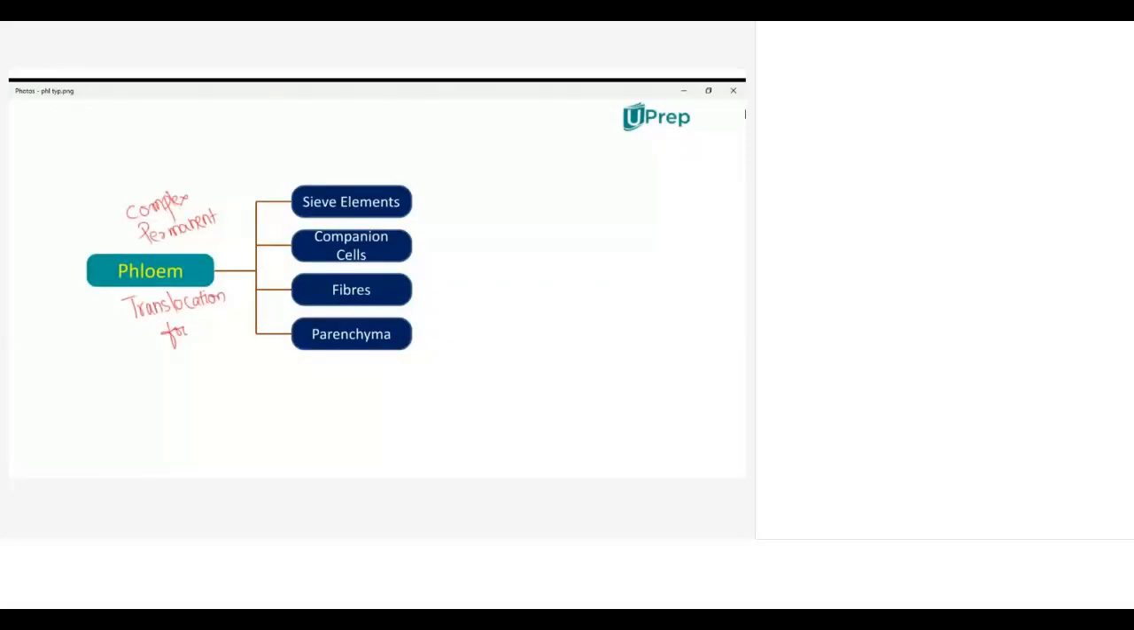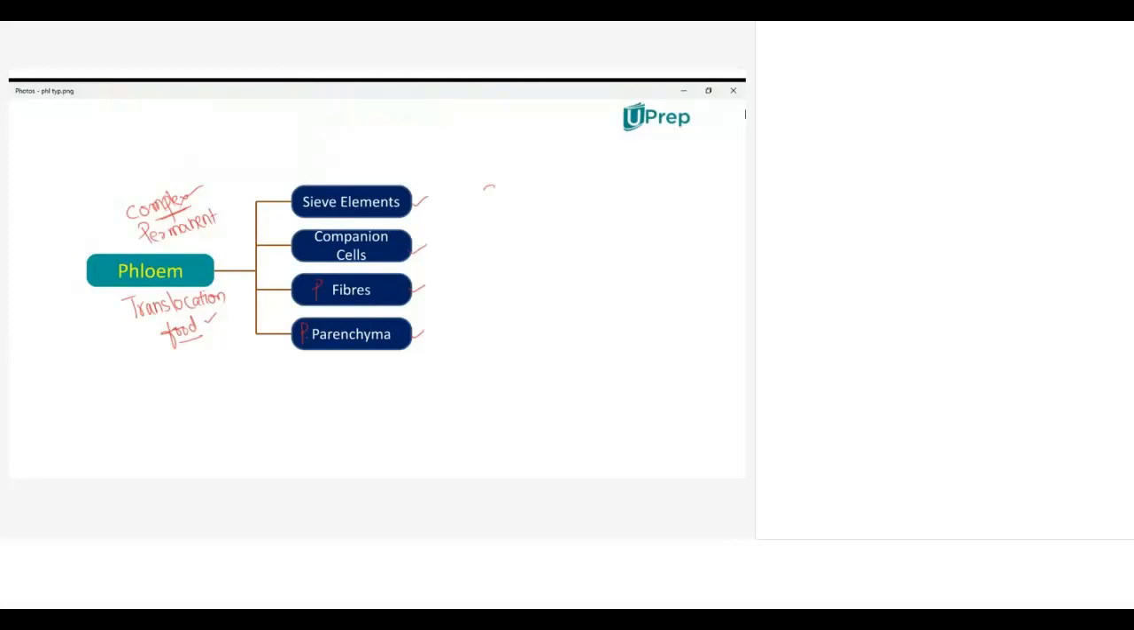When you take phloem, we are saying it as complex, so we'll have different cells in phloem tissue. Sieve elements, companion cells, phloem fibers, phloem parenchyma. We'll just add phloem to fibers and parenchyma in order to differentiate them from xylem fibers and xylem parenchyma. Both these cells are present both in xylem and phloem.